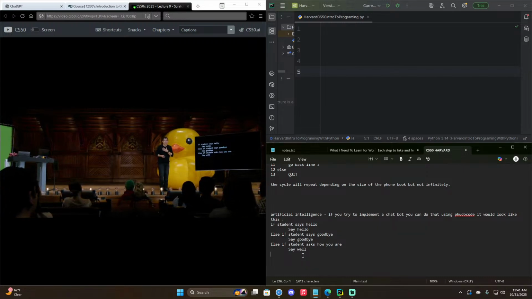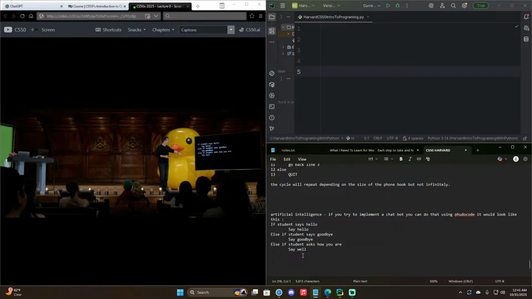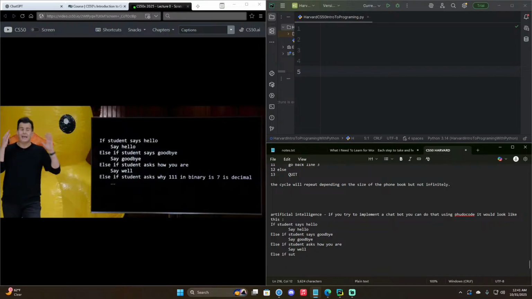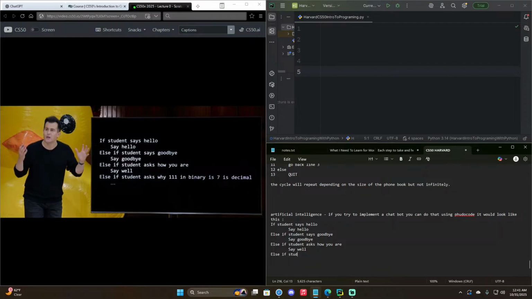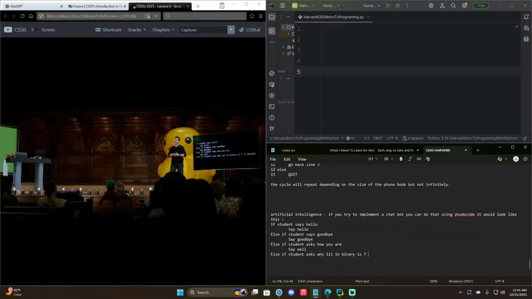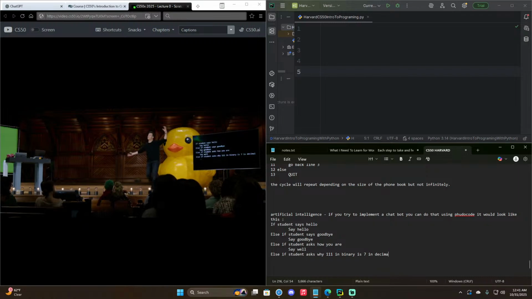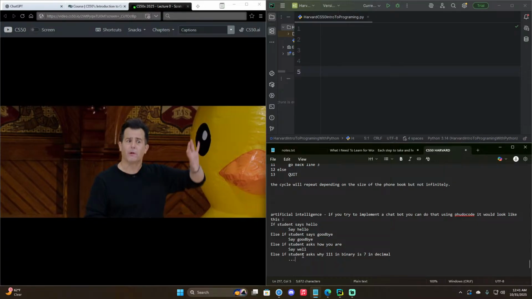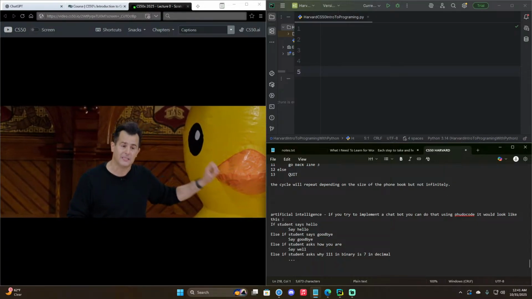Are we really going to have the wherewithal as programmers to write another conditional like else if the student asks why 111 in binary is 7 in decimal? This kind of hints at, oh my God, there's an infinite number of things this human could ask the chatbot. Do we really have to write an infinite number of conditionals? That's just not possible. There's not enough time in the day. There's not enough lines of code available. Artificial intelligence surely needs to be able to figure some of this out instead.